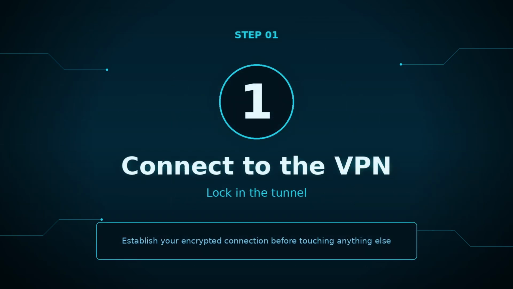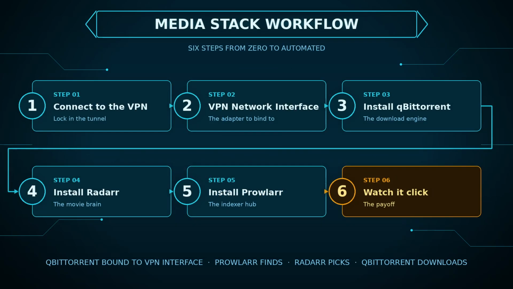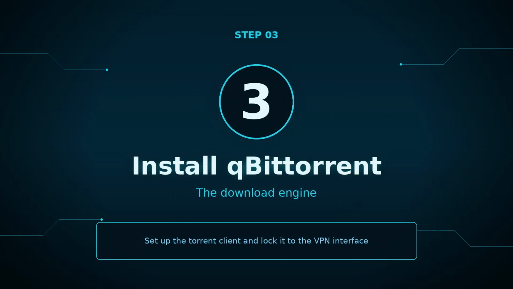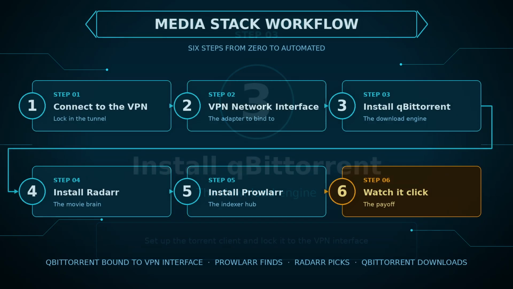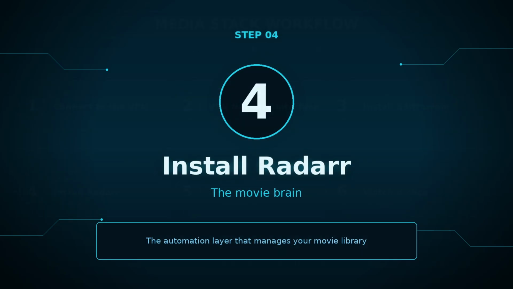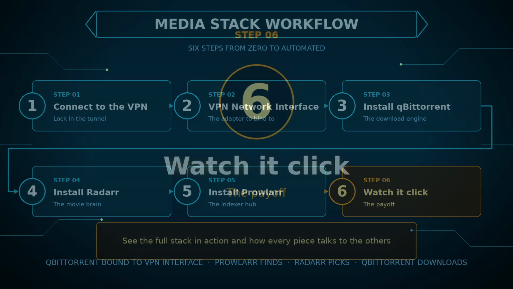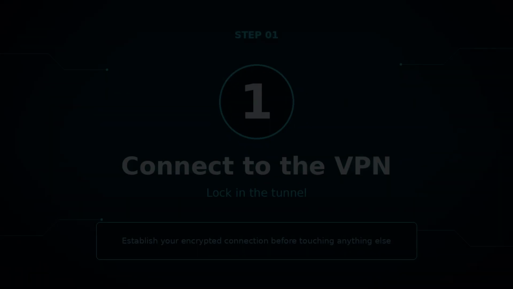First, we connect to a VPN, keep everything secure, then we identify the network interface so we can properly lock our download client to it. After that, we install qBittorrent, which handles downloads, Radarr, which manages our movie library, and Prowlarr, which connects everything together. And at the end, everything works together automatically. Let's start with the first step.